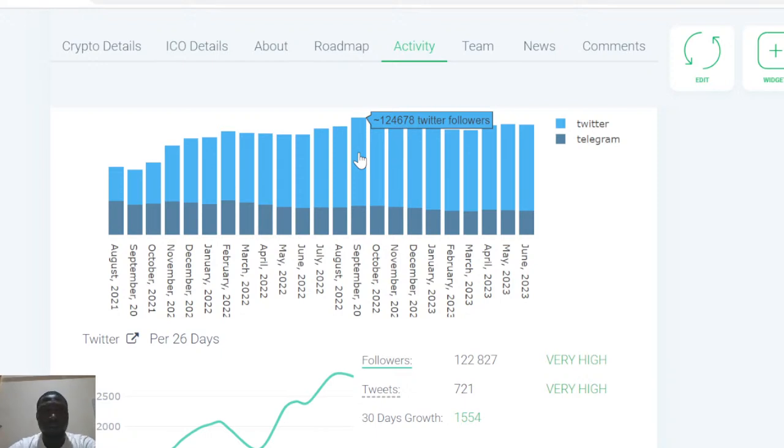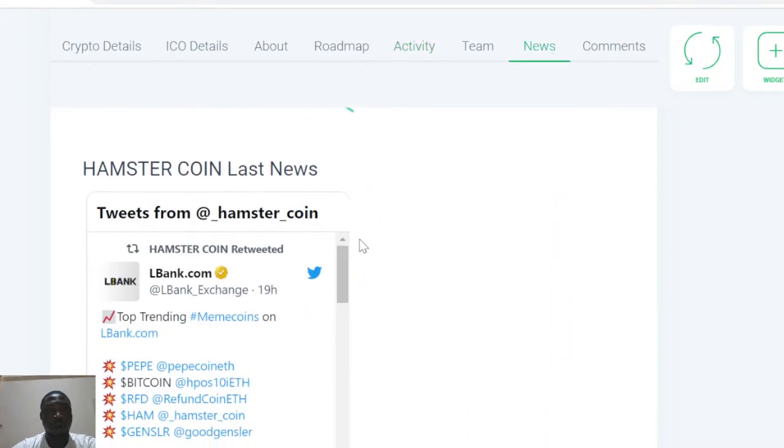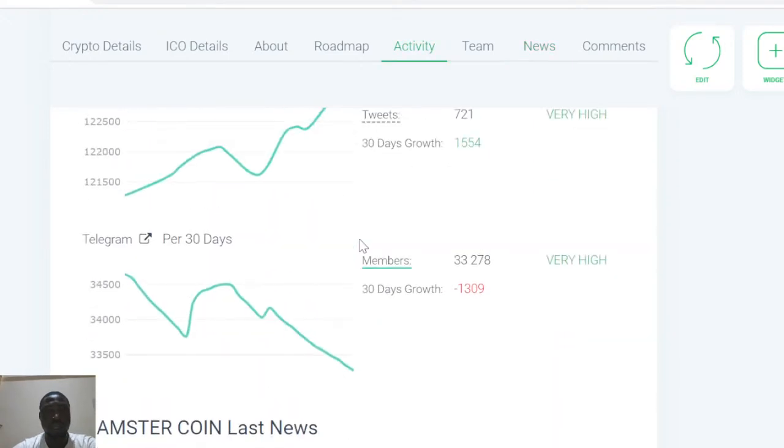You can see the Twitter followers, how many followers they currently have on Twitter. You can see the increase over a particular period of time. They had the highest followers around September 2020. That was when they had the highest followers in the real sense. All these points are important.